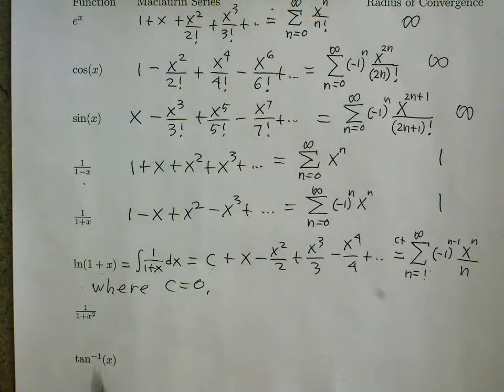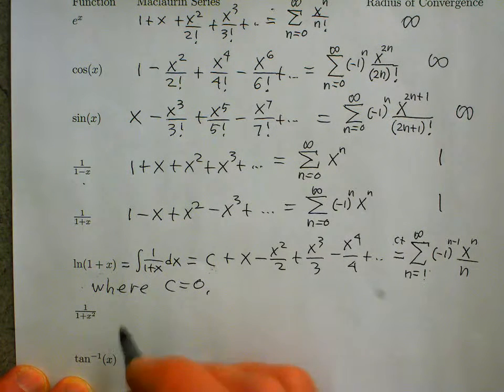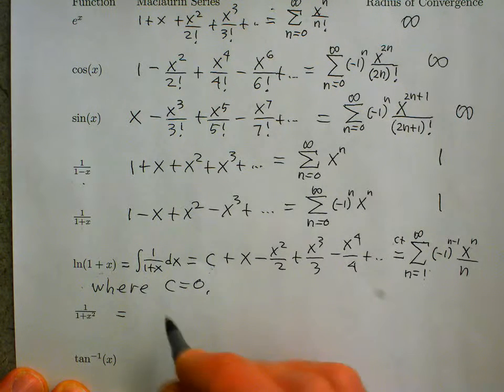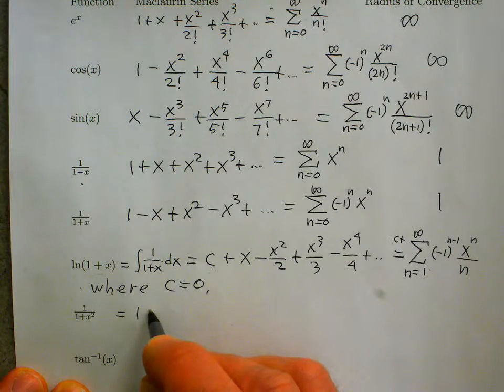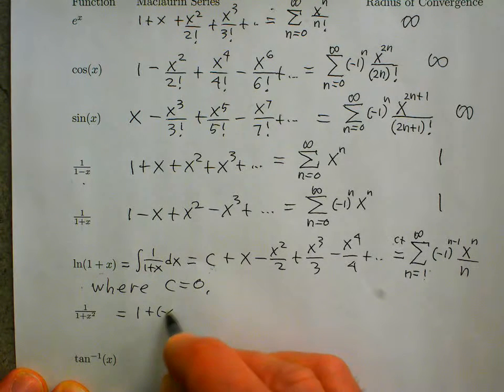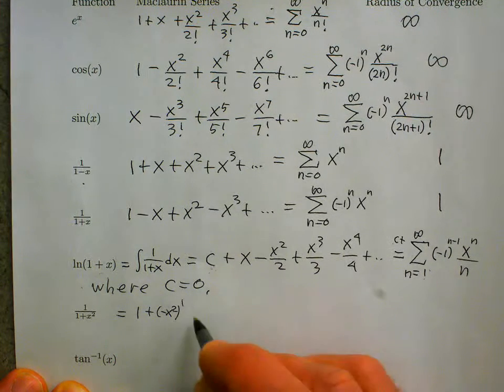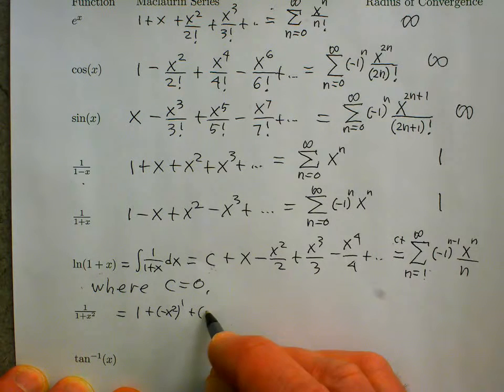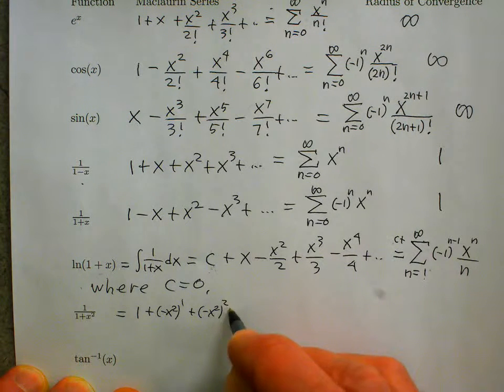Okay, another one, 1 over 1 plus x squared. We saw how to get an infinite series for 1 over 1 plus x squared, interpreting it as a geometric series. And its Maclaurin series is the same. So this is 1 plus negative x squared to the first plus negative x squared to the second, and so on.